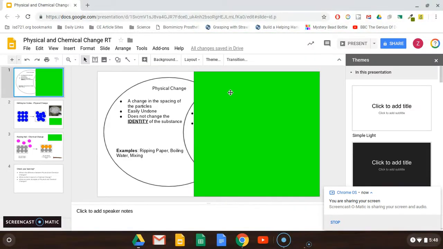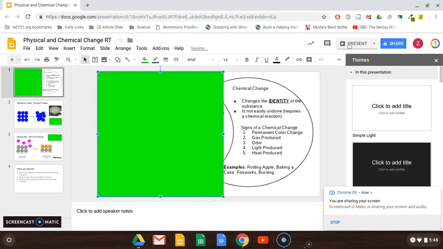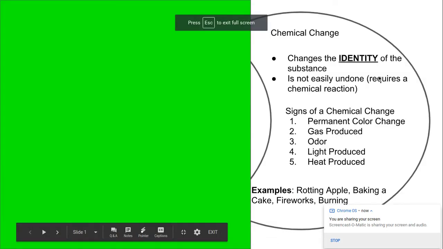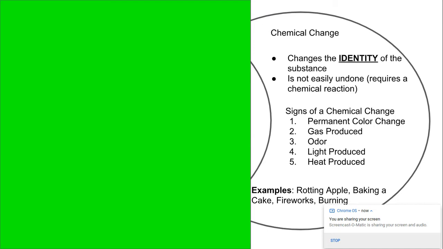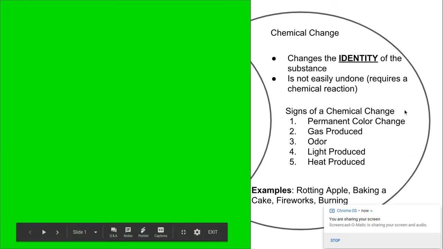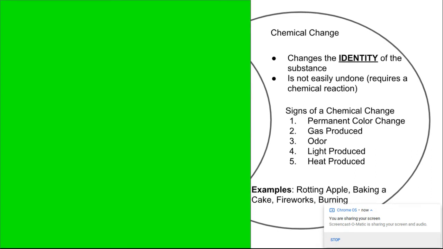The flip side of this then is a chemical change. So a chemical change is any change that changes the identity of a substance. It changes what that substance is. So when I rip the piece of paper, I'm not changing what the piece of paper is. However, when I burn a piece of paper, that changes the identity of a substance. It's not easy to undo. It would require a chemical reaction.